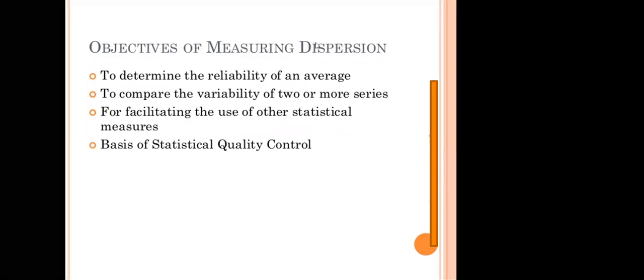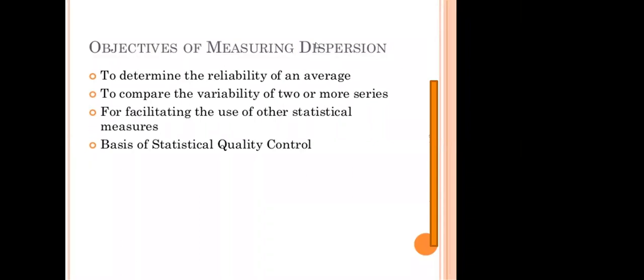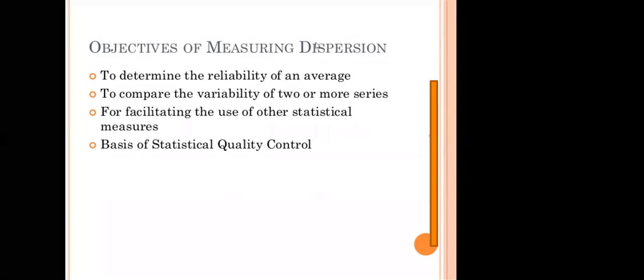The fourth objective of the measure of dispersion is that it is the basis of statistical quality control. Dispersion gives an indication to management as to whether the variation in the quality of the product is due to random factors or there is some defect in the manufacturing process. So these are the objectives of the measure of dispersion.